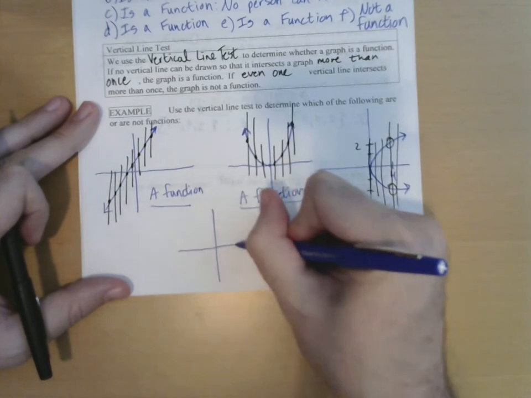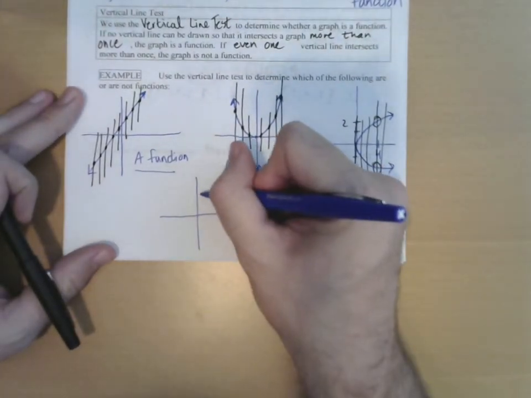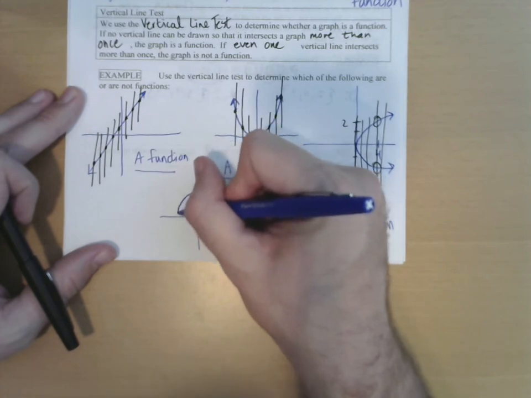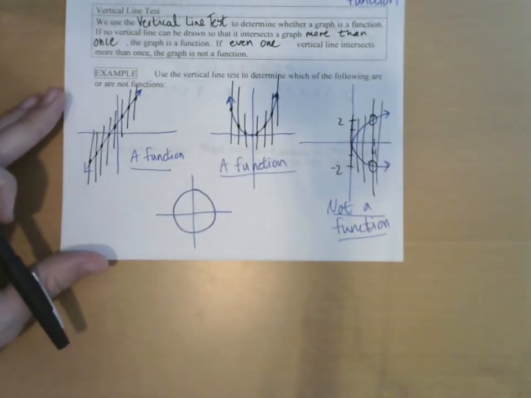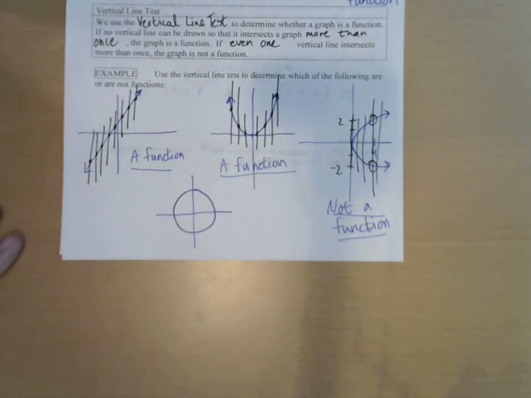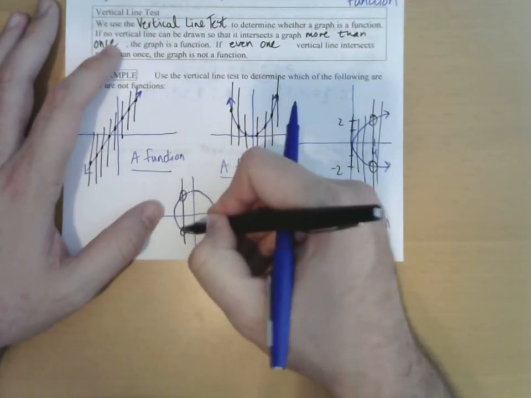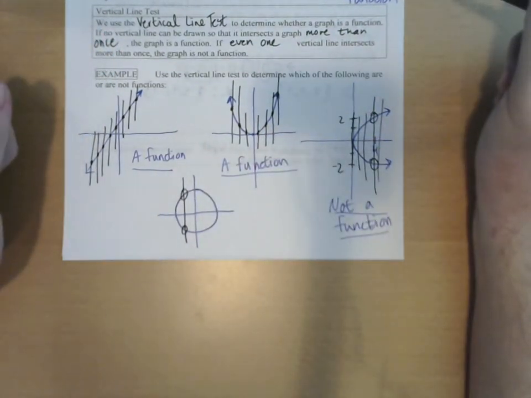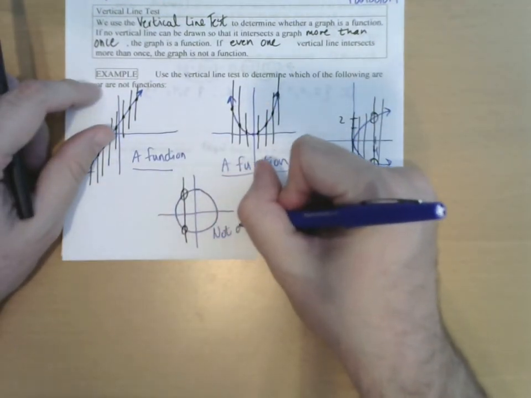And the last type of graph I want to show you is a common graph that you're going to study a lot, and that is a circle. It's one of my better circles. I'm pretty bad at drawing circles. And we can see that the circle also is not a function, because it's going to fail that vertical line test.